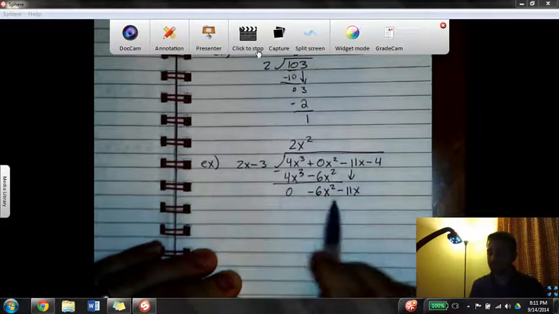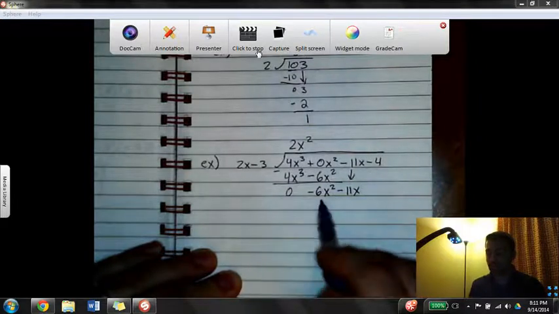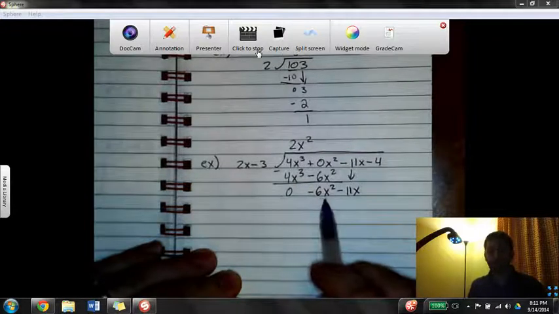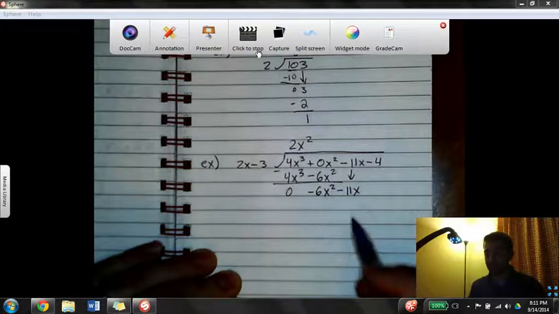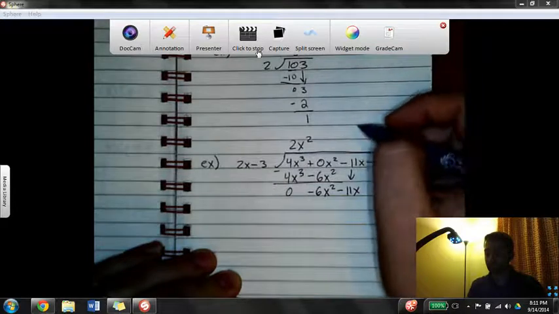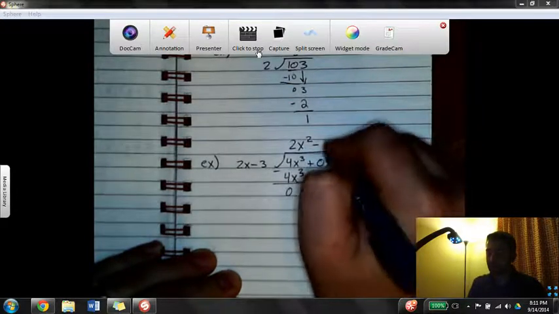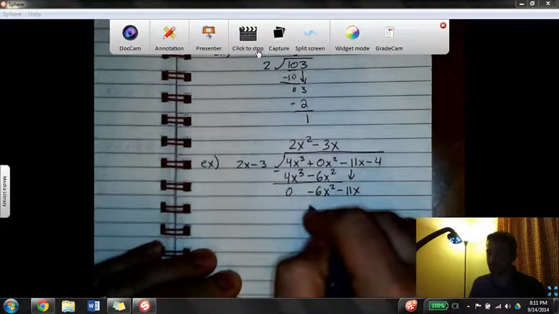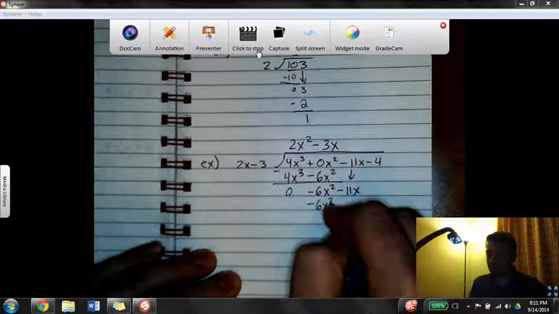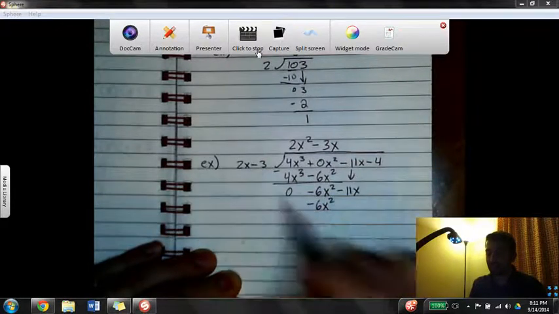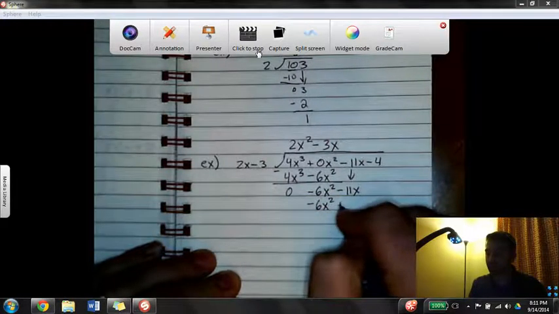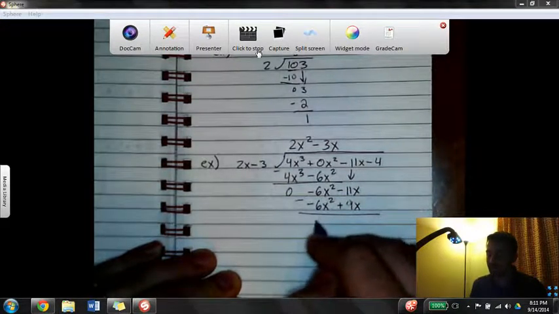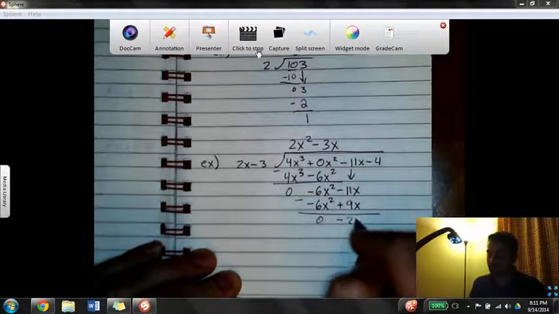Once we do this, I have to repeat the process and think, how many times can 2x go into negative 6x squared? To do this, I say negative 3x. Negative 3x times 2x will give me a negative 6x squared, and negative 3x times a negative 3 will give me a positive 9x. Once again, I subtract down, and I'm left with a negative 2x.